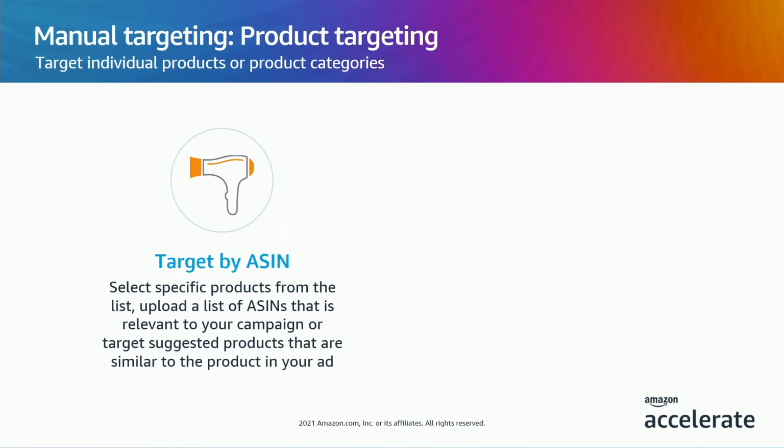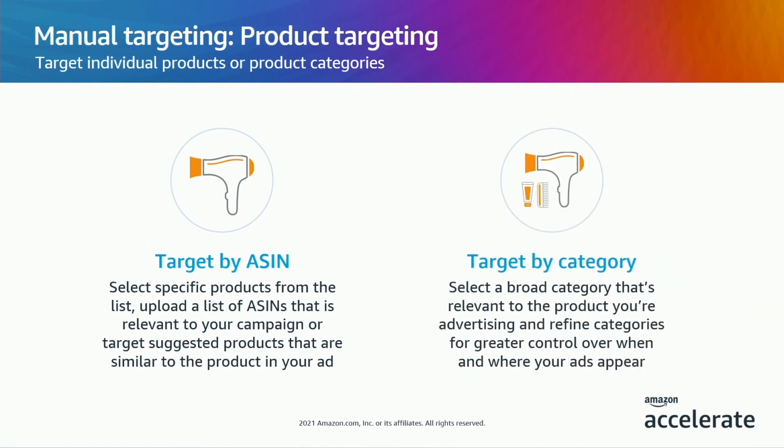product in your ad. You can also choose to target by category, and in that case, you'll select a broad category that's relevant for the product that you're advertising to allow your ad to be shown to customers browsing any ASINs inside that chosen category. When choosing category targeting, you can refine categories to have greater control over when and where your ads appear. Depending on which sponsored ad solution and categories you're using, you'll have a different set of options.